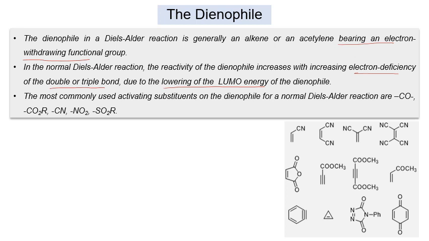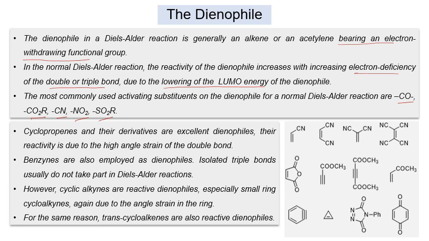Which substituents can you put on the dienophile? You can put a variety of substituents. You can put carbonyls, esters, cyanides, nitro, sulfones, a variety of substituents you can put.